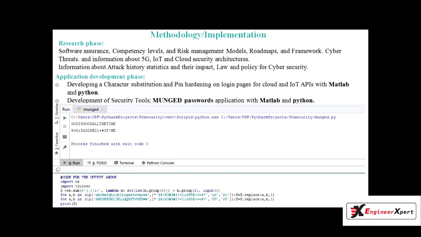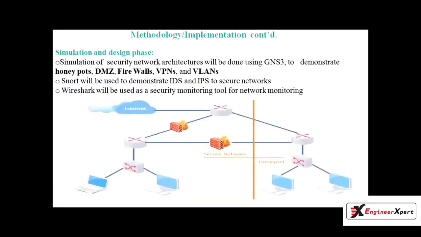In the final phase, we simulate the security network architecture using GNS3 to demonstrate honeypots, DMZ firewalls, VPNs, and VLANs, and for the purpose of securing the network, IDS and IPS would be used. Then Wireshark will be used as a security monitoring tool for network monitoring.